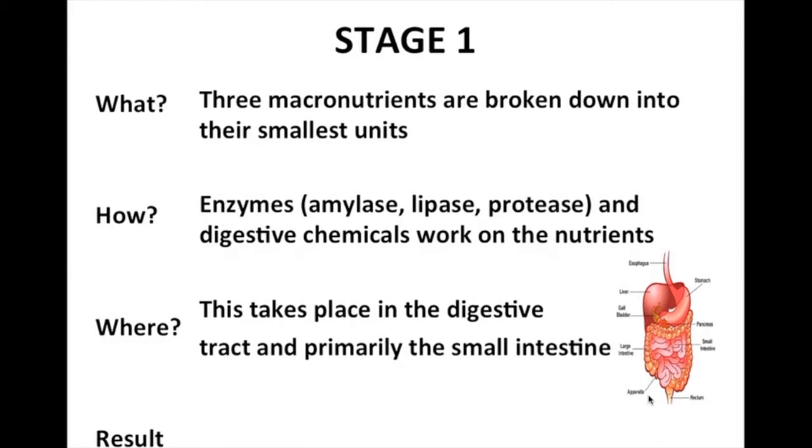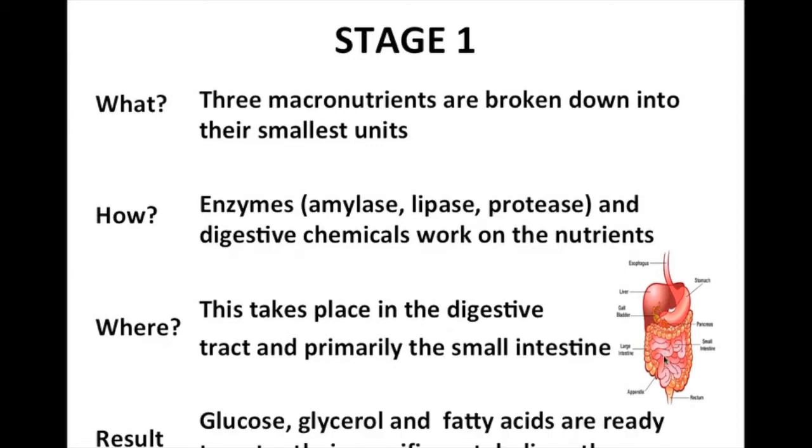Where does this happen? Well, this takes place in the digestive tract or the digestive system, and primarily in the small intestine, which is this sausage-like, knitted spaghetti pile of things you can see here. Okay, so this is where most of the enzymes get to work breaking things down. And as a result of that, our glucose molecule from carbohydrates and our glycerol and fatty acids from fats are ready to enter their specific metabolic pathway, the process that they're going to need to go through in order for us to generate energy.